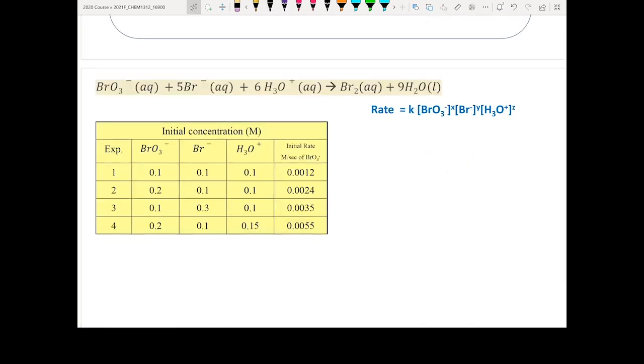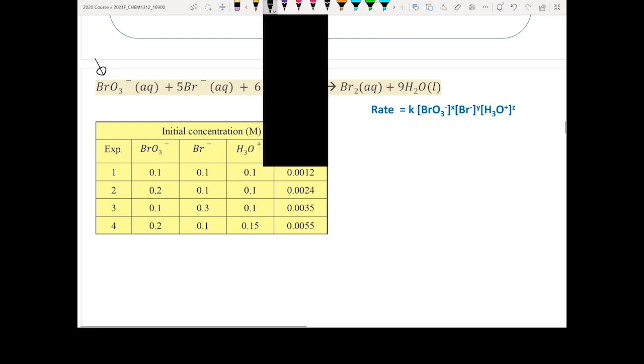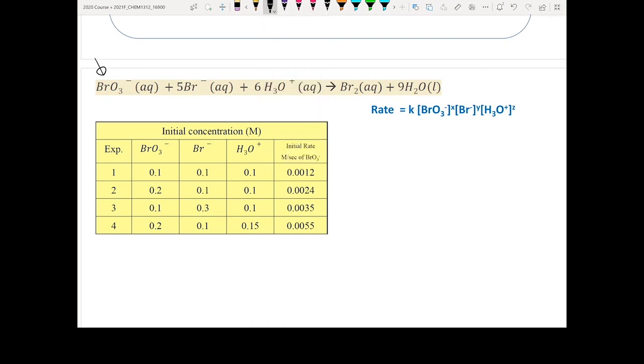This is actually experimental results for a very complicated reaction. So you want to determine the rate law for this reaction. The first step is to write out the expected differential rate law. In order to do that, the first thing you do is recognize what your reactants are. Here you should be able to see that the reactants are this, this, and this.